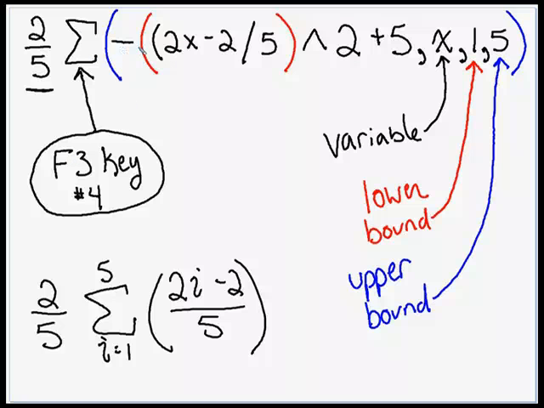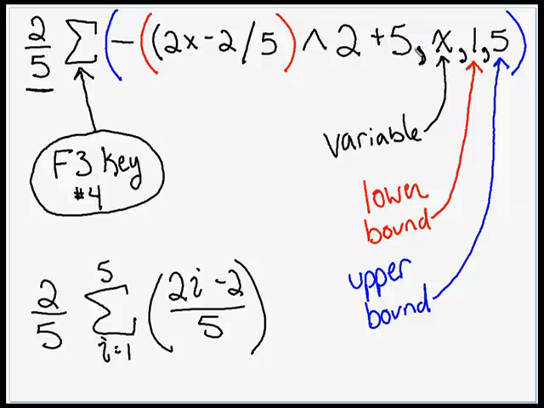Then you want negative parenthesis, 2x minus 2, divided by 5, close off that parenthesis, and up caret 2, because that's the quantity squared, plus 5. And then we have our comma x, that's the variable. Usually we use I in the book notation, but on the calculator it's just easy to replace everything with an x. So we're telling it we're using the x variable, comma, lower bound 1, comma, upper bound 5.